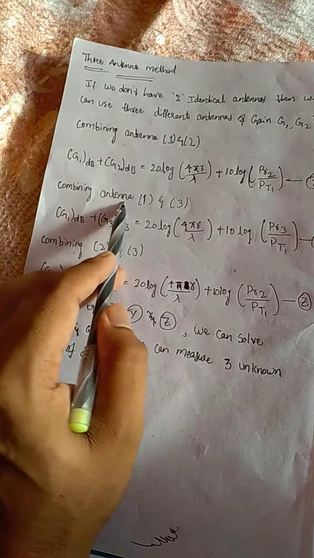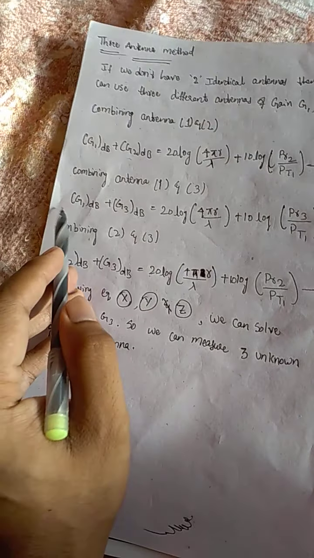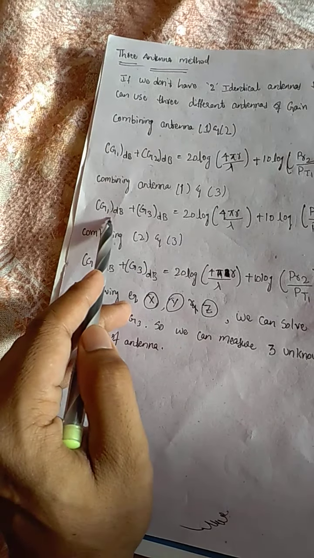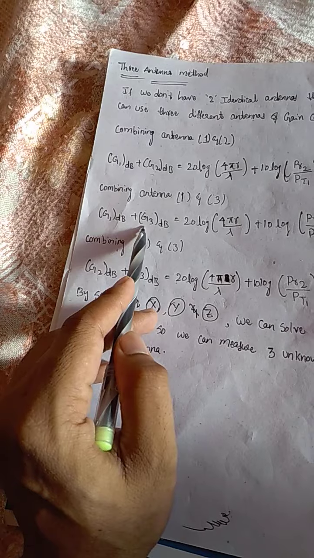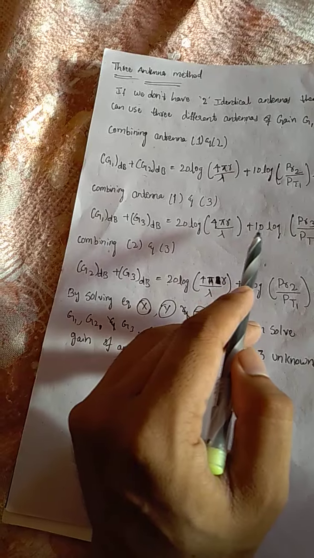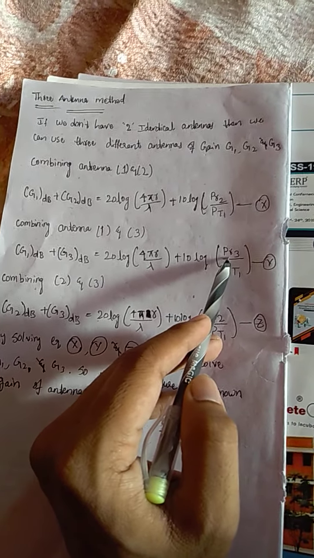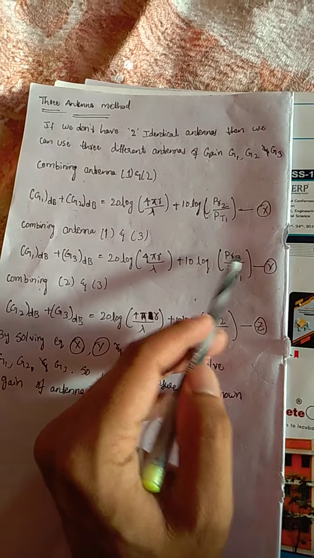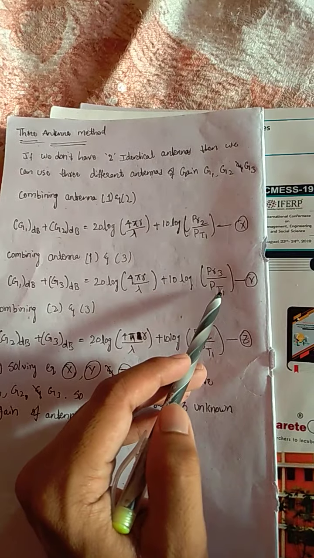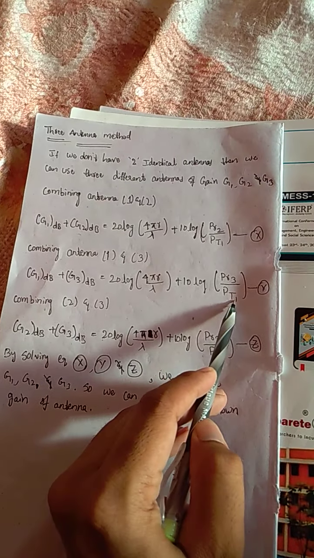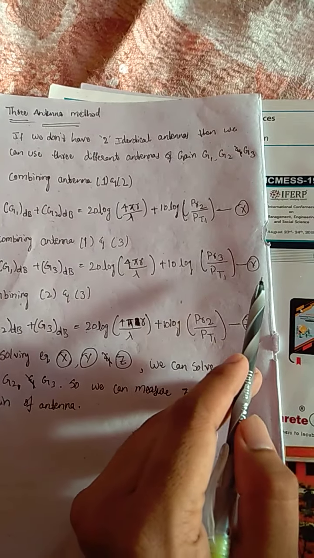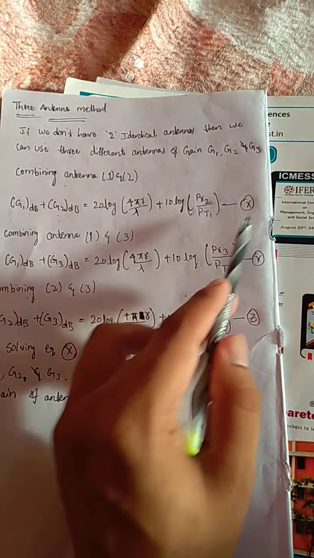Now we combine 1 and 3. The gain of the first antenna G1 plus the gain of the third antenna G3 equals 20 log 4 pi r by lambda plus 10 log PR3 by PT1. Here the receiver antenna is the third antenna and the transmitter antenna is the first antenna. Only antennas 1 and 3 are used here. We call this equation y, the first being x and the second y.